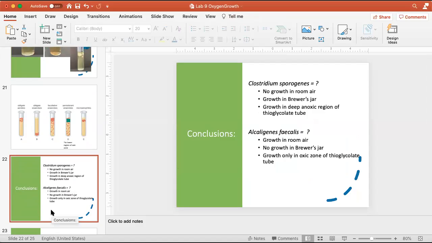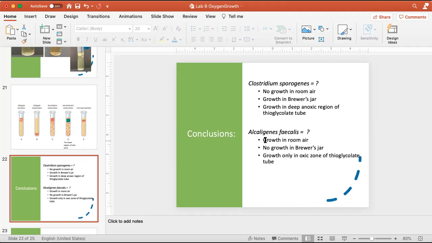So here's our conclusion on the next couple of slides. Clostridium sporogenes, this is our obligate anaerobe. No growth in room air. Oxygen is toxic to this kind of organism, but it grows really well in the brewer's jar. It grows where there is no oxygen. In the thioglycolate tube, it's going to grow in the deepest part of the tube, deep, deep down in the anoxic region, no oxygen.